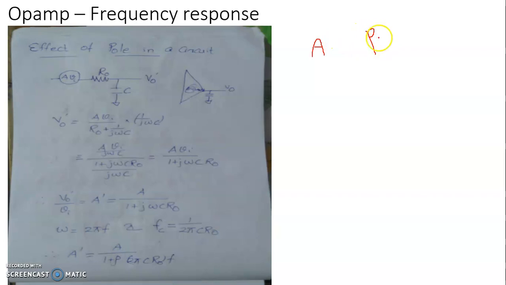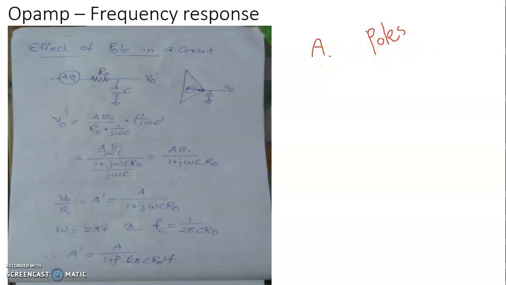So in order to analyze the frequency response of an IC operational amplifier, we must have a knowledge about the presence of poles and zeros in the transfer function, that is the equation for the gain of an IC operational amplifier, which is of course the gain in open loop condition.